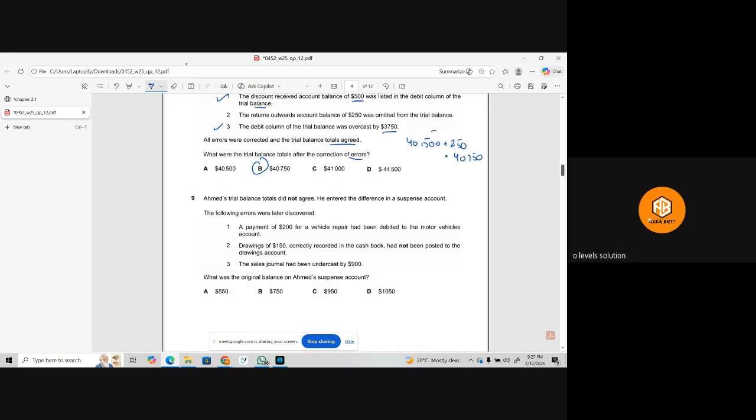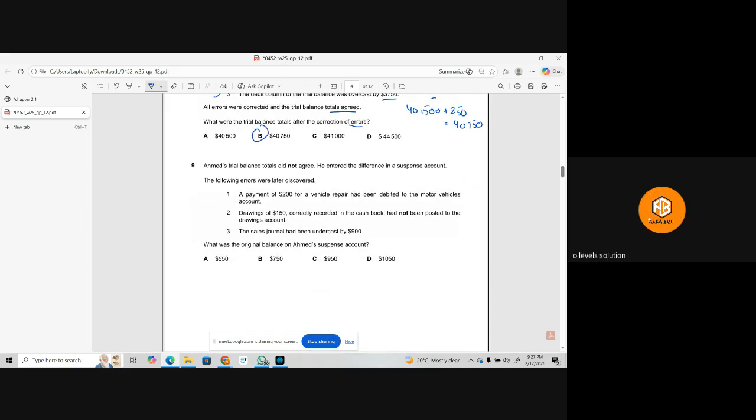Next question is that Ahmed's trial balance did not agree and he entered a difference in the suspense account. The following errors were later discovered. So we have these three errors. We need to see what was the original balance on the Ahmed suspense account. Okay, how can we do that?